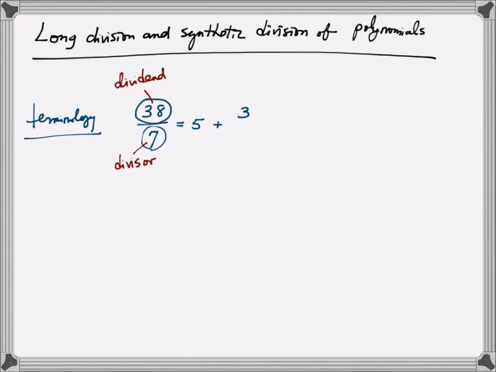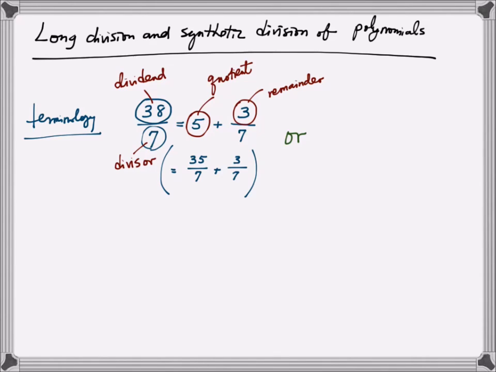We don't just write 3, we write 3 over 7. This is because we think of 5 times 7 as 35, but then it's dividing by 7, and then we add the additional 3 over the same divisor, 7, to give us the overall 38 over 7. 5 here is called the quotient. 3 here is called the remainder.